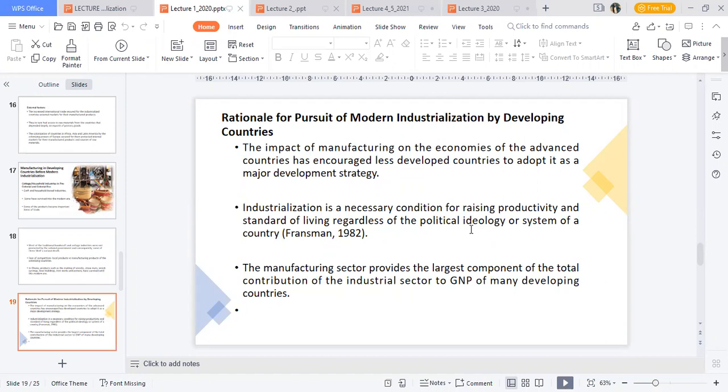The manufacturing sector also provides the largest component of the total contribution of the industrial sector to GNP of many developing countries. Do you know GNP? Please, who doesn't understand GNP? I want feedback. Who doesn't understand GNP? Is it gross national product?